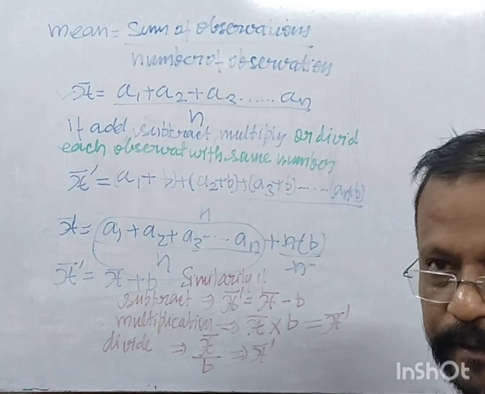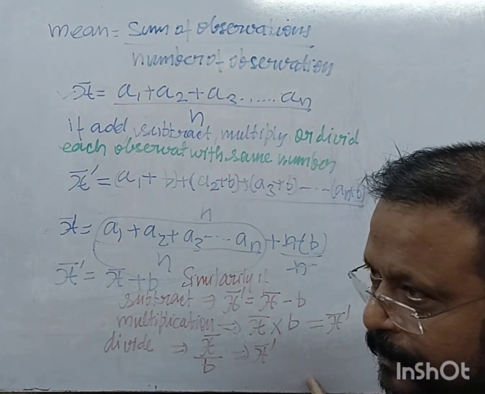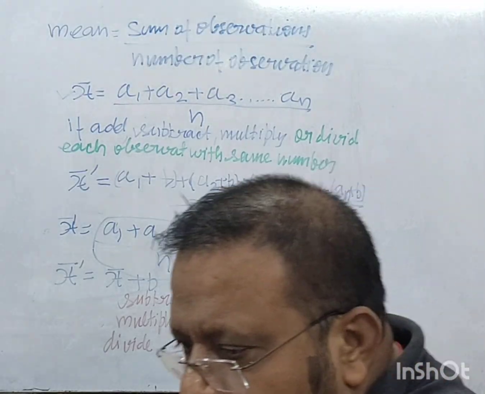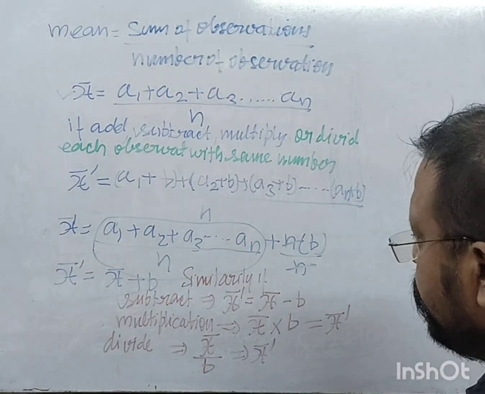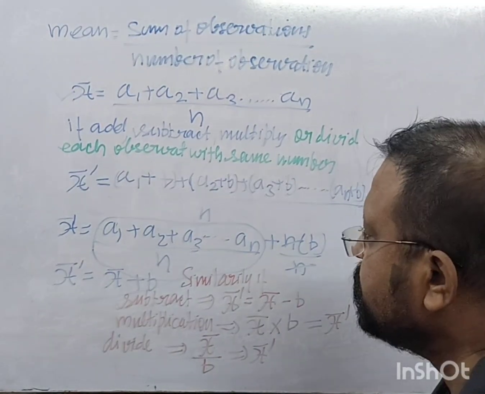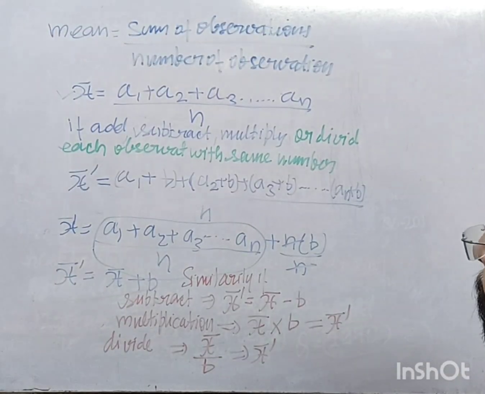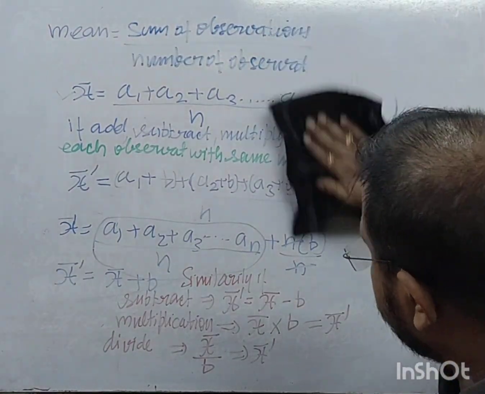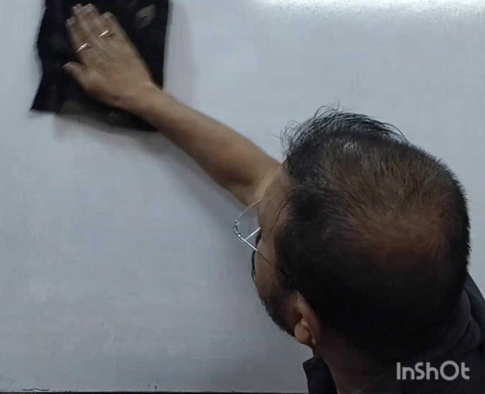You want to ask? Okay. You understand this mean? Yes, sir. You written this? Yes, sir. X bar dash is equal to x bar plus b. So what is your question now?